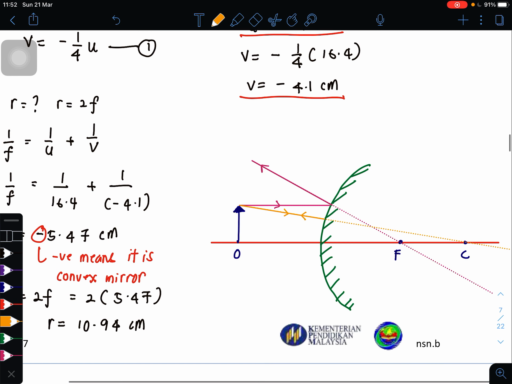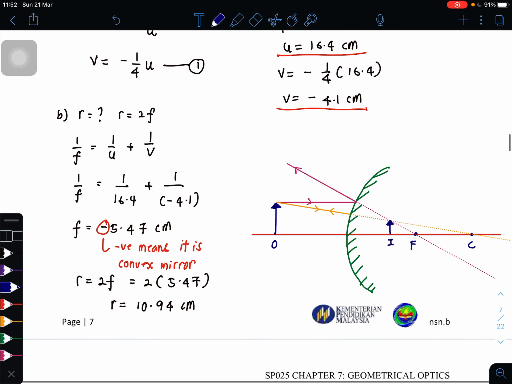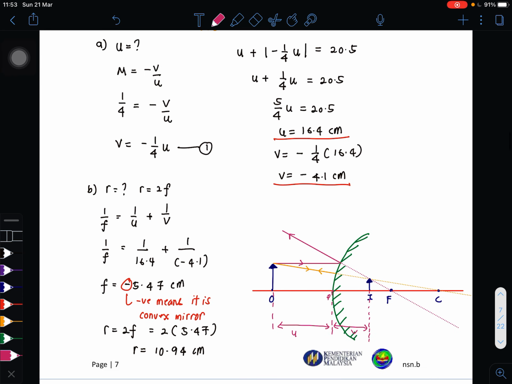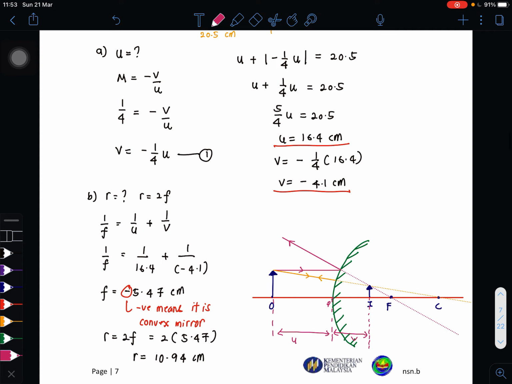The point where they meet is the image formed. So here will be the image. Here you need to label it. This one will be the P. You need to label here as U. And then from the image to the center of the mirror will be the value for V. Okay, so this will be the ray diagram for this question. I guess that's all for example 4. Thank you.